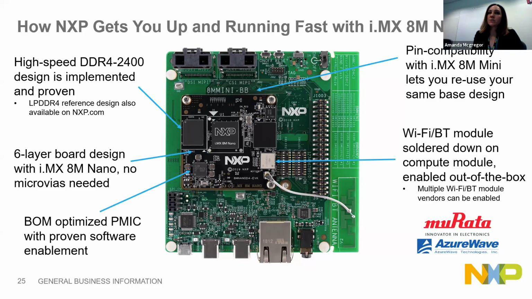So we do this through module partners. We're working very closely with both Murata and Azure Wave. And we use their modules on our compute cards. So you get our EVK out of the box, you have Wi-Fi Bluetooth enabled and delivered in our BSPs. So it's really exciting as we start bringing the Marvell Wi-Fi Bluetooth portfolio into our EVKs early next year. And we'll be able to start providing even more capabilities there.